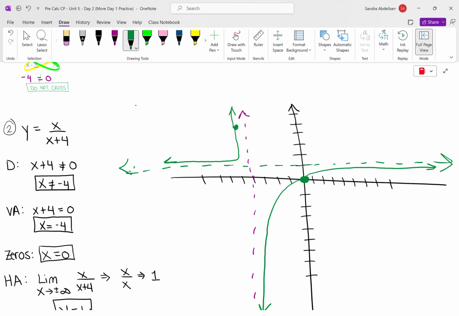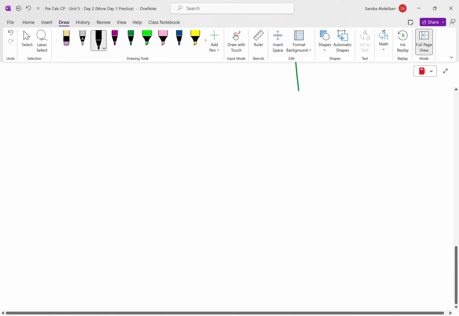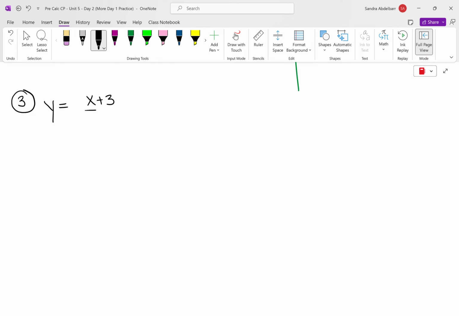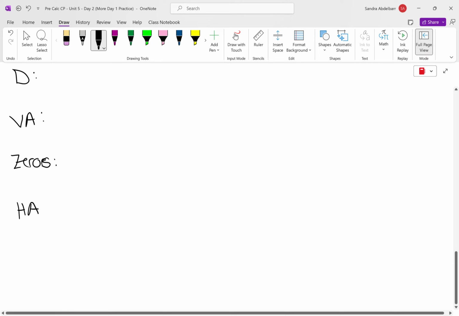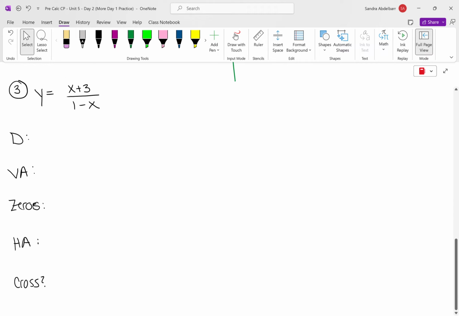Do you guys want to try one on your own now? Here you go. You guys try this one. So I want you to find the domain, the vertical asymptote, the zeros, the horizontal asymptote, and if it crosses. So you guys do this, and then sketch, and we'll go over it.